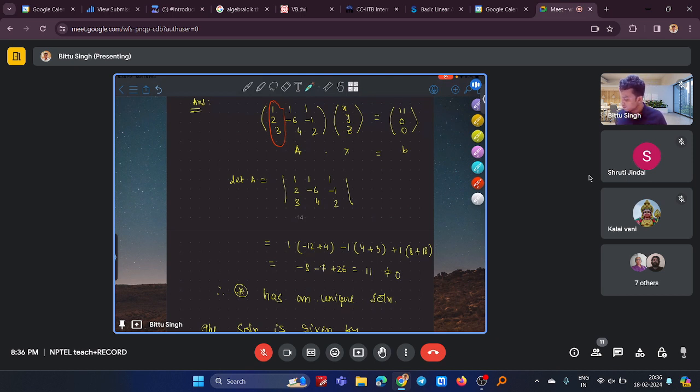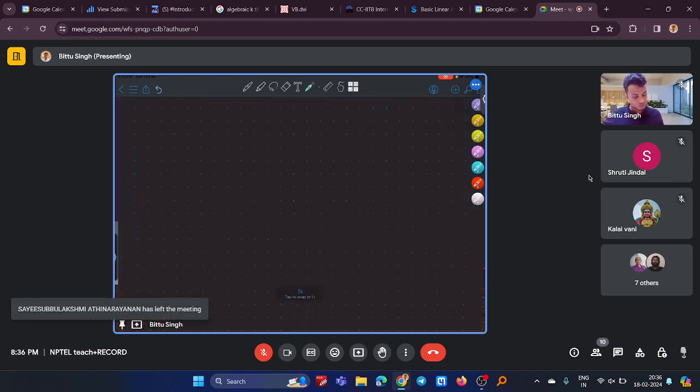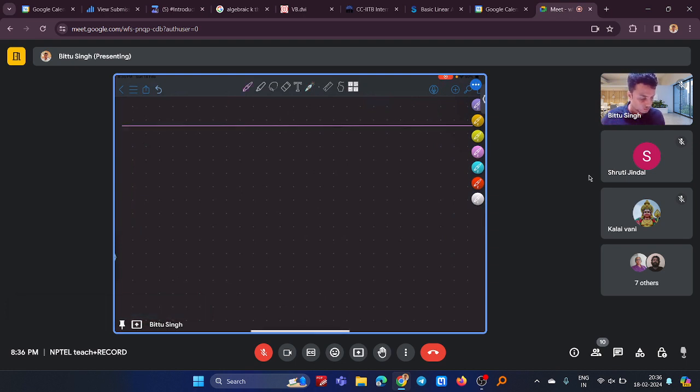Okay. So those are all the things about determinant. Now let me talk about linear transformation. Actually, determinant will be used in linear transformations. That is the reason we have done determinant first instead of doing linear transformation.